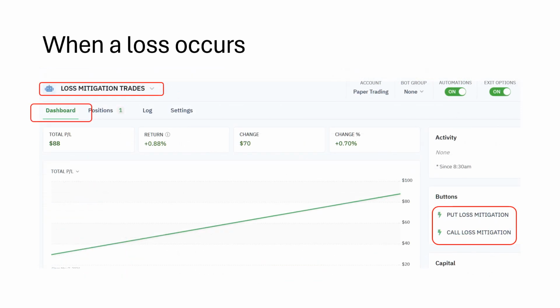In the event of a loss, after the market opens, go to the Loss Mitigation Trades bot, select the dashboard, and click on the appropriate loss mitigation button. In this case, that would be the Put Loss Mitigation button. It will launch the appropriate vertical spread trade for tomorrow to counteract the recent losses. And that's all there is to it. That's the entire day-to-day process, including loss mitigation.